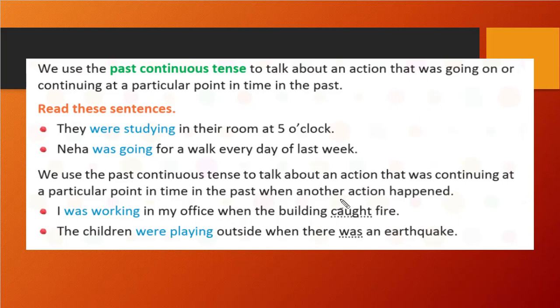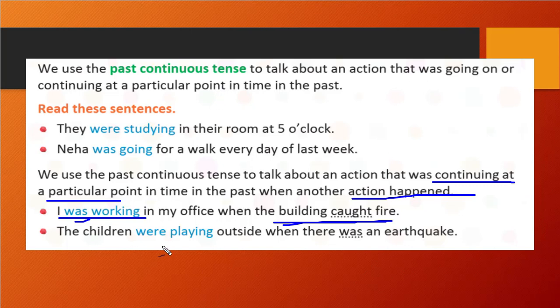Yes. So the building caught fire, that action already happened, and I was working, that was continuing at a particular point. It is continuously going on. So when this kind of situation is there, that time also we will use past continuous tense. You can see you were working, that was continuously going on in the past, but the building caught fire, that already happened. Okay. So in this situation also we use past continuous tense.